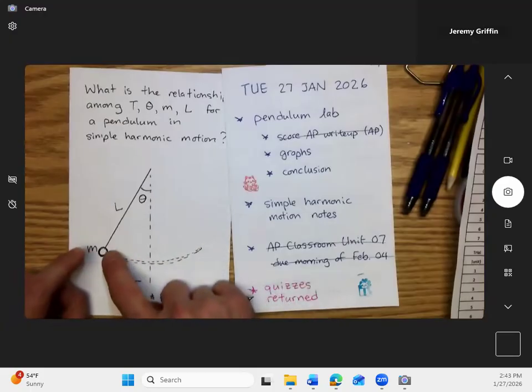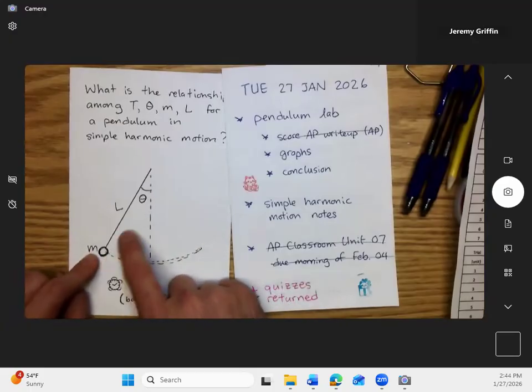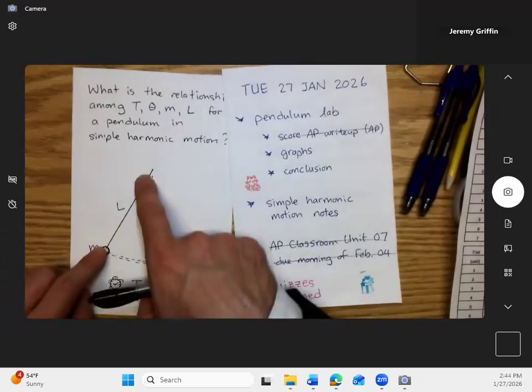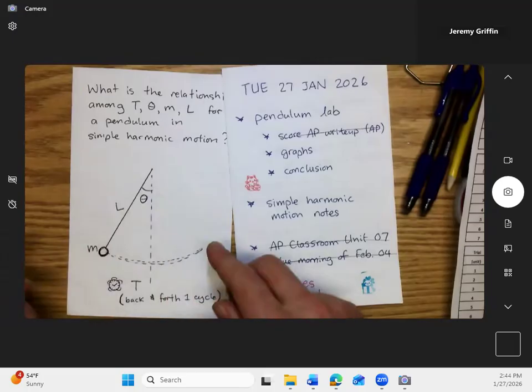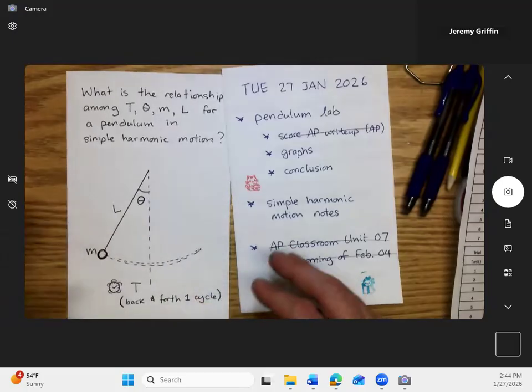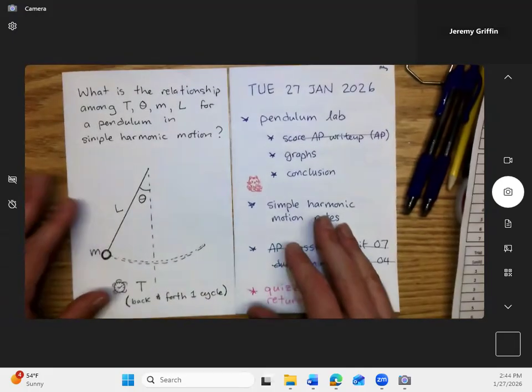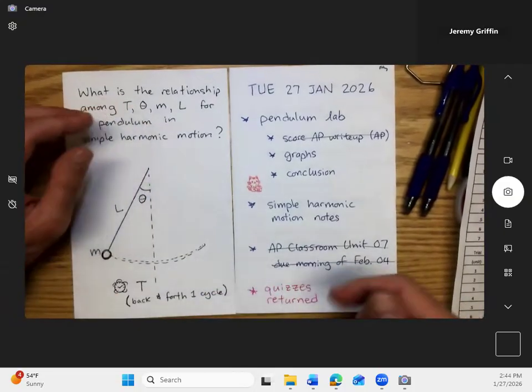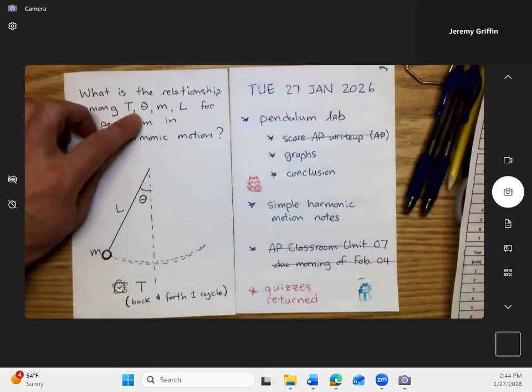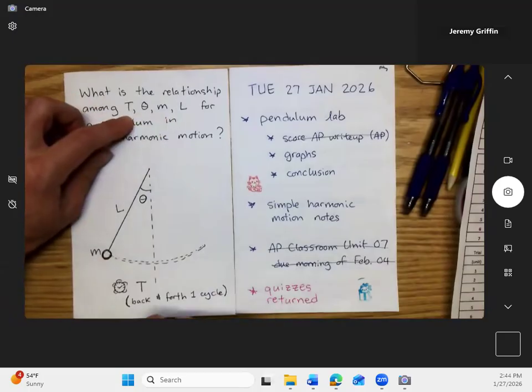Now, if I change this mass, well, maybe that changes how it moves, right? What if I change this angle? What if I make the string longer or shorter? Also, what if I put this in a different gravity field? Now, gravity field we can't really test for in this class because we're all locked in the same gravity field. But if we could, maybe we'd want to test that too. But anyway, yesterday we narrowed it down to these variables that we're juggling.